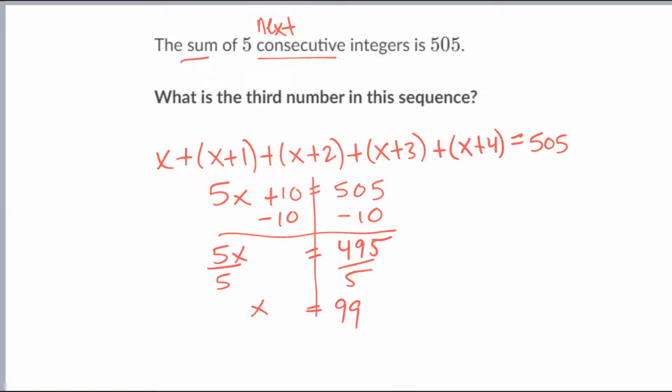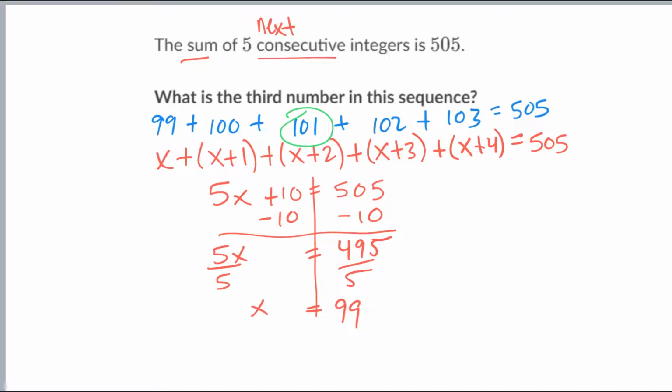Now, what this is right here is my very first number in my sequence. So the first one should be 99, and then 100, and then 101, and 102, and 103. And if I add all of these numbers together, I would end up with my target of 505. And the question now is, what is the third number in the sequence? Well, my third number is 101. So the answer to this is 101.